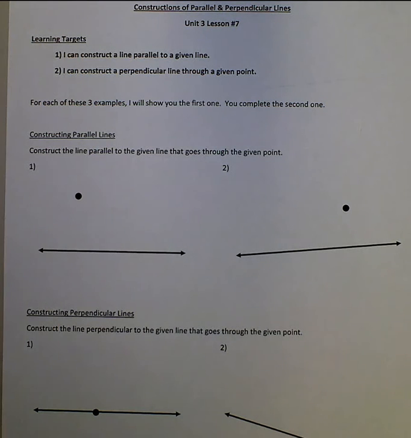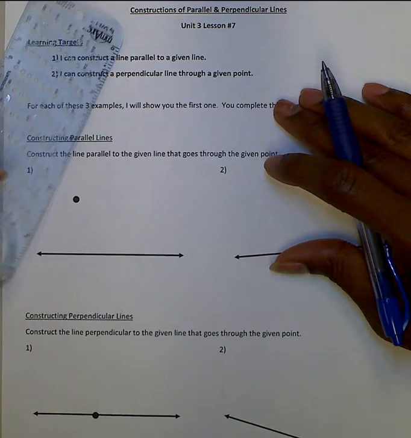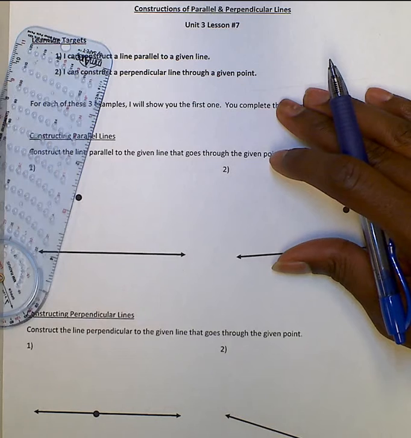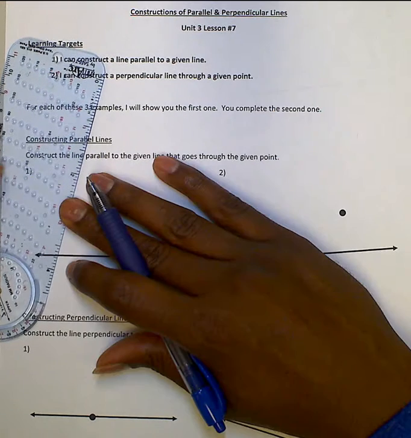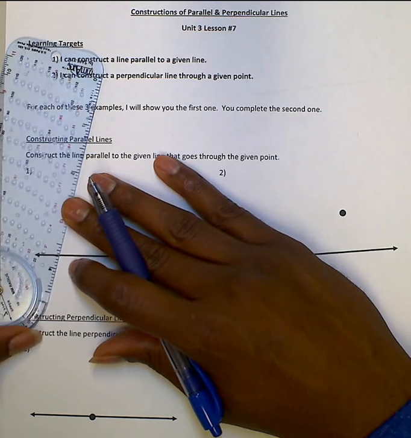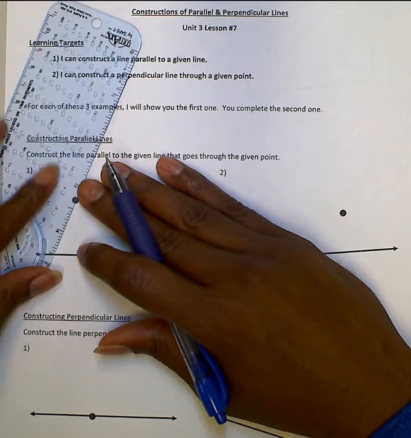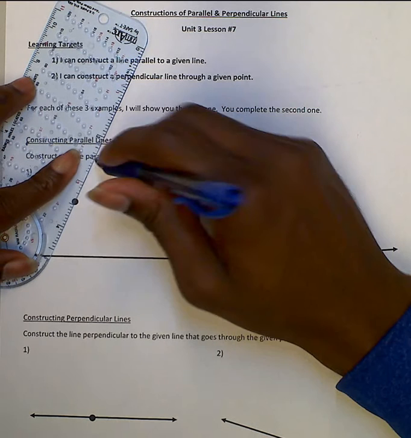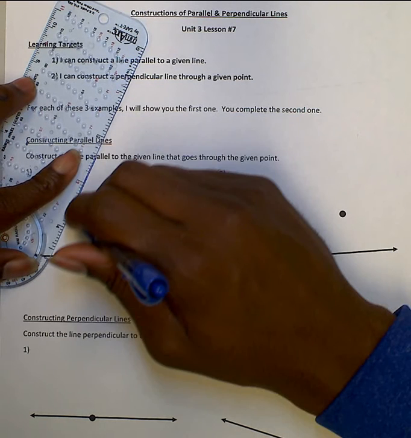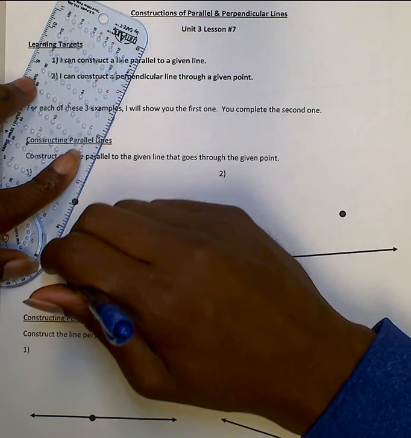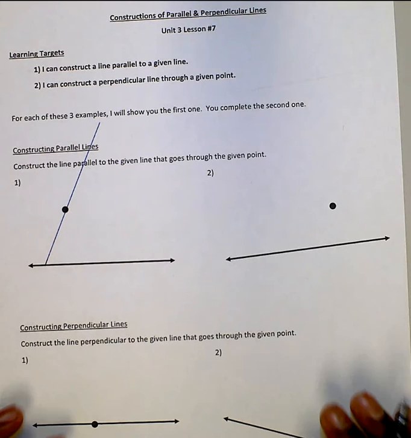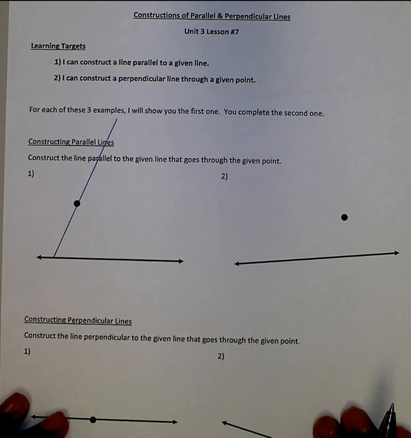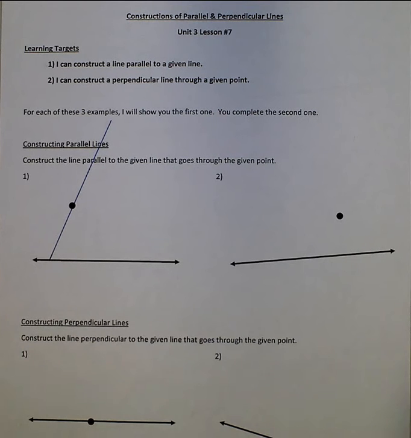To construct a parallel line, basically we're going to create an angle and then copy it. That's the best way to explain it, if you remember that from our previous video. So we're going to draw a line through the line we want to make parallel and through the point that we're going to make parallel through. And what that does is it creates an angle. So now the same process that we use to copy an angle, we're going to do here.